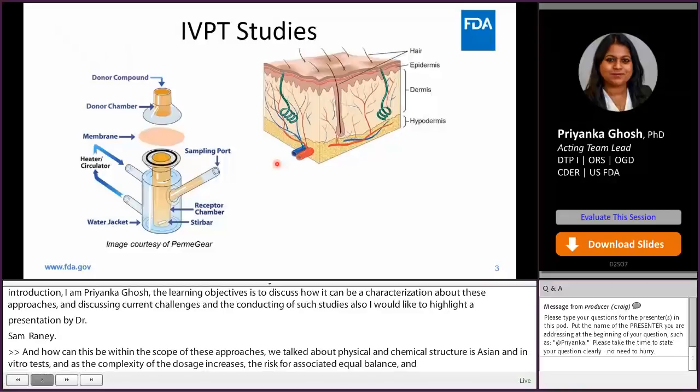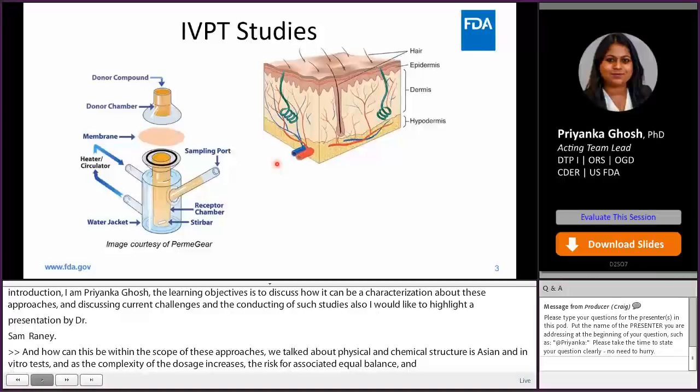And thereby, it enables us to carefully understand how biphasic or multiphasic formulations would be expected to interact with the skin, and if there are any differences in these interactions between a prospective generic and a reference product.